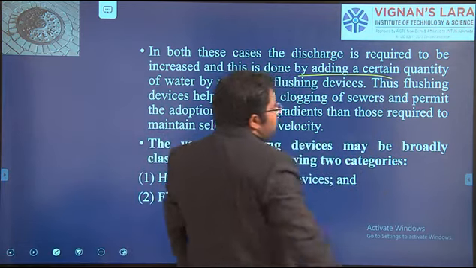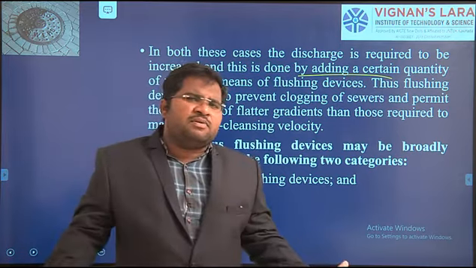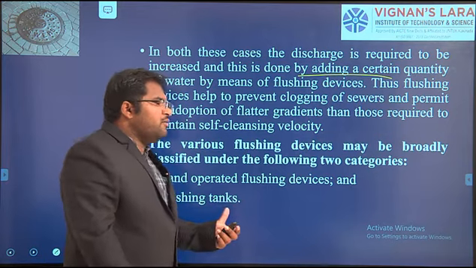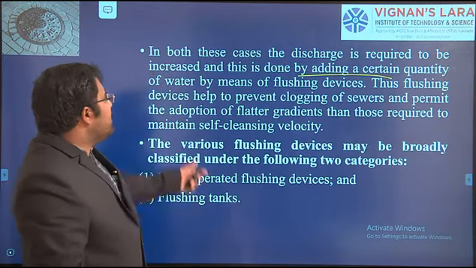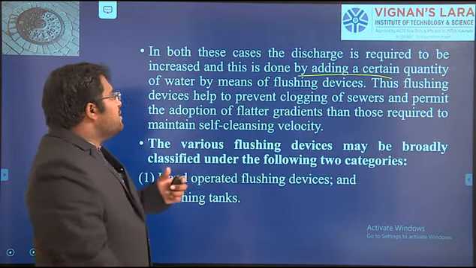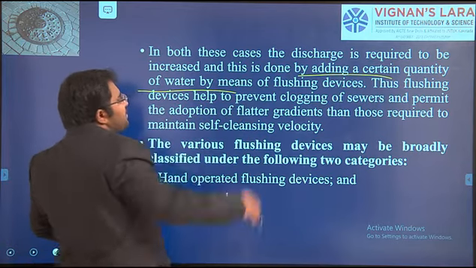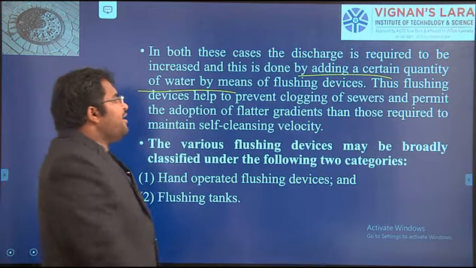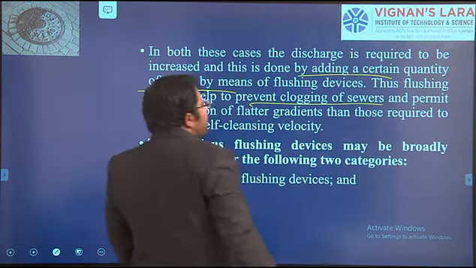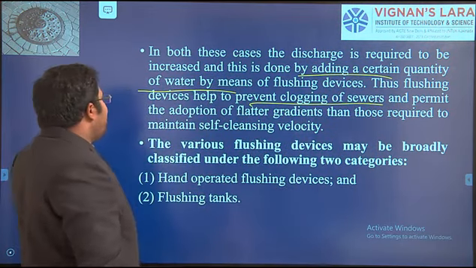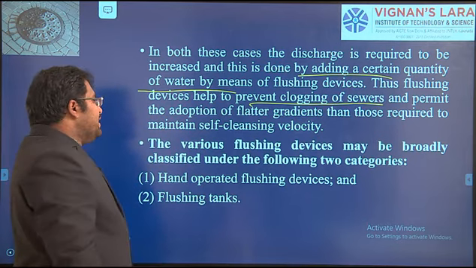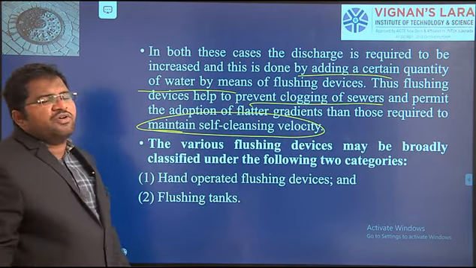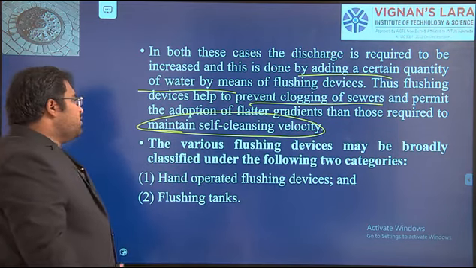Next, in both cases, the discharge is required to increase, and this is done by adding water. What are the two cases we saw? Both the starting as well as the ending of the sewer line. Wherever we have less self-cleaning velocity, in those cases we add a certain quantity of water by means of flushing devices. Thus flushing devices help to prevent clogging of sewers and permit the adoption of flatter gradients, to maintain the self-cleaning velocity. With the help of this, we maintain the self-cleaning velocity.